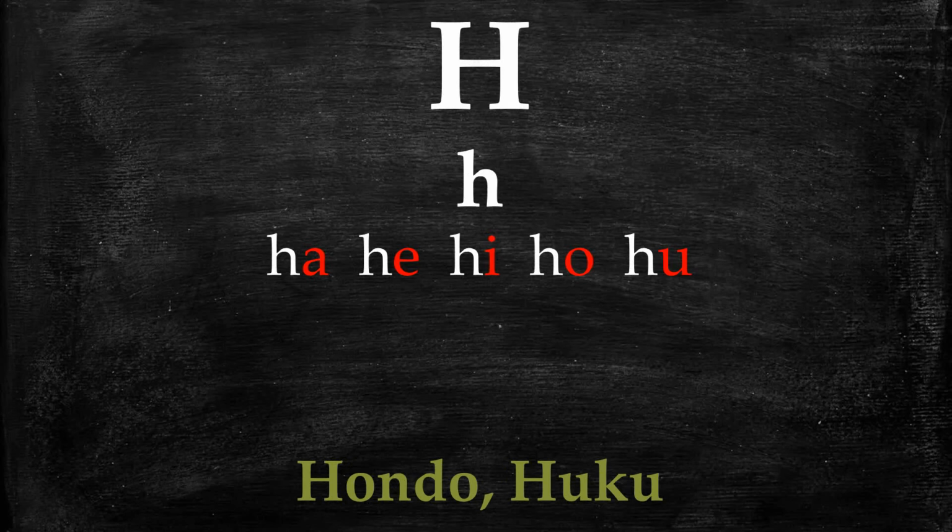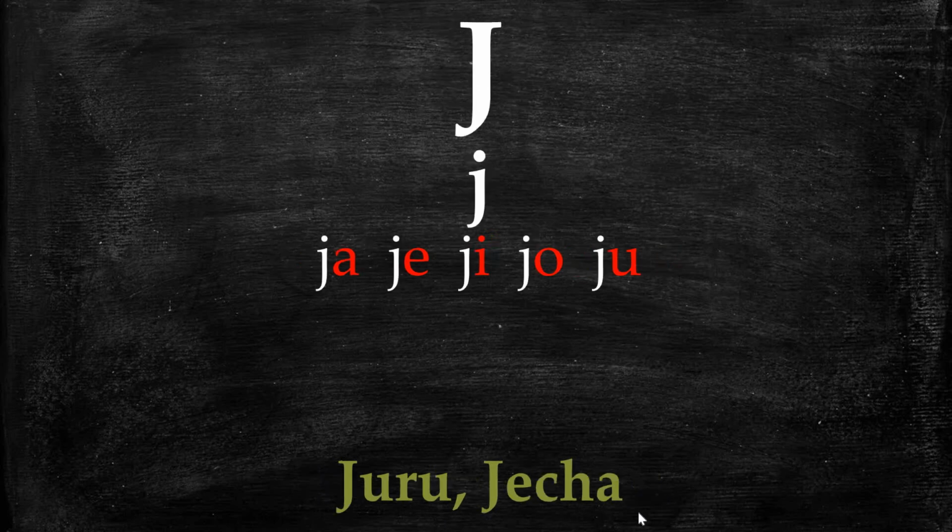H only has ha, he, hi, ho, hu, and the words I have there are wondo, which means war, and huku, which means chicken. J is just J, ja, je, ji, jo, ju. And words that start with J are juru, which is a termite, and jecha, which is sand.